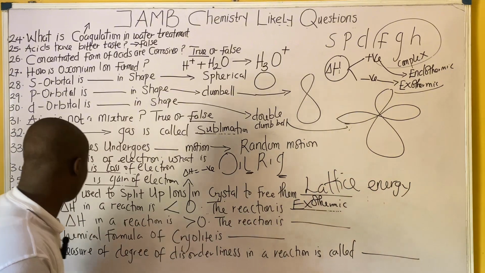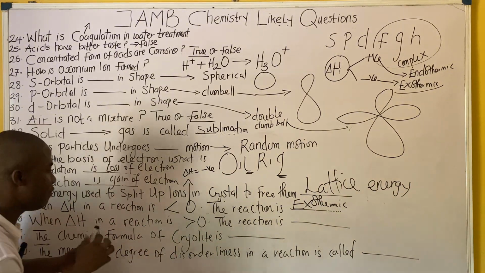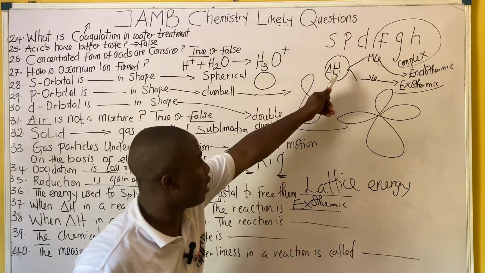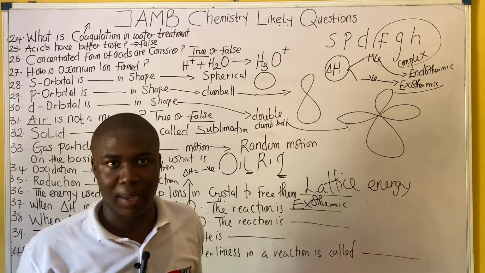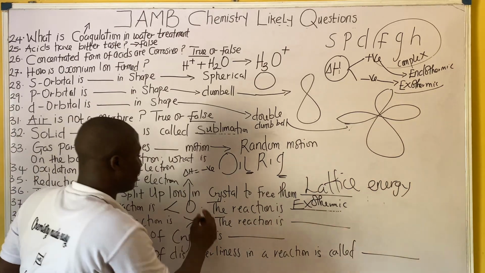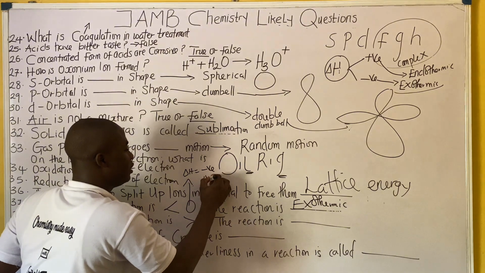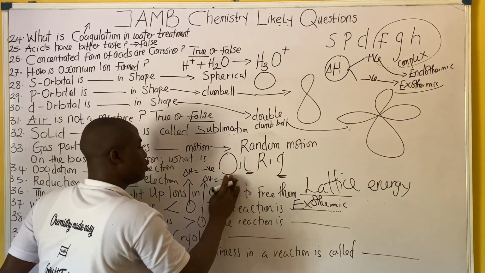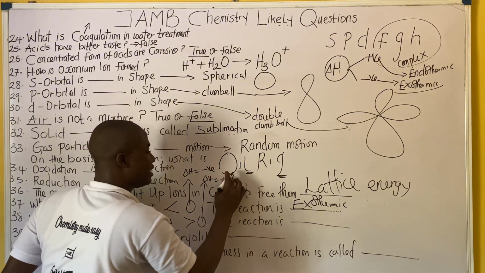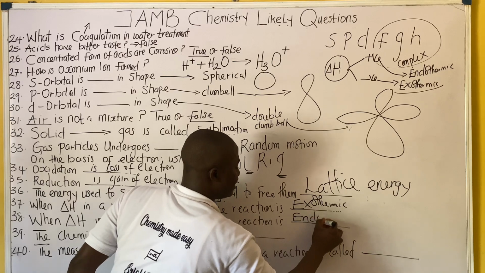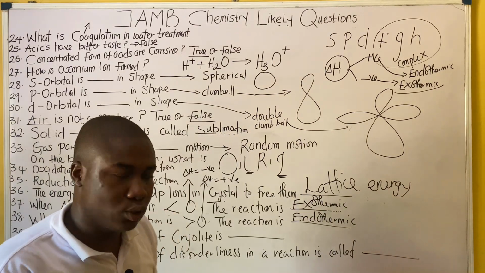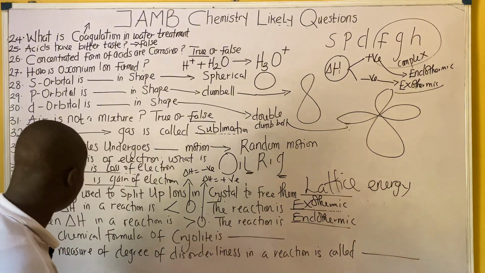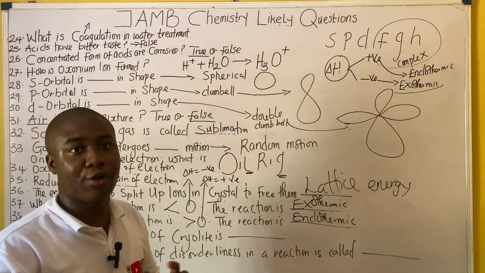So let's get into the next question. It says, when delta H in a reaction is greater than 0, when you are greater than 0, you are positive. Do you understand? In the number line system, when you are greater than 0, it means that delta H in this reaction is positive. So as well, this reaction is endothermic. All right, it's an endothermic reaction.